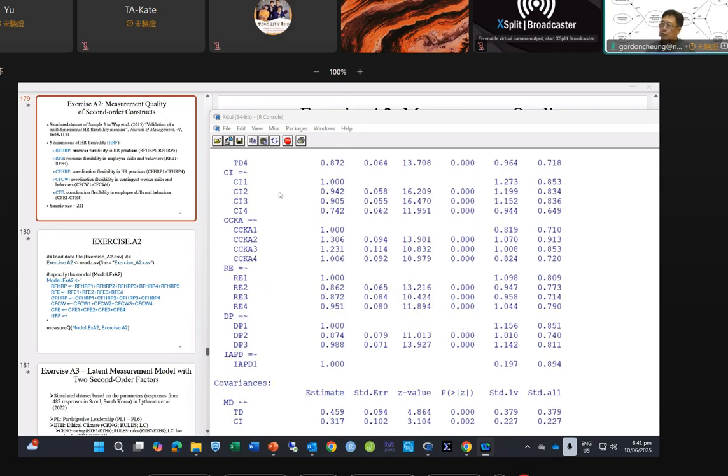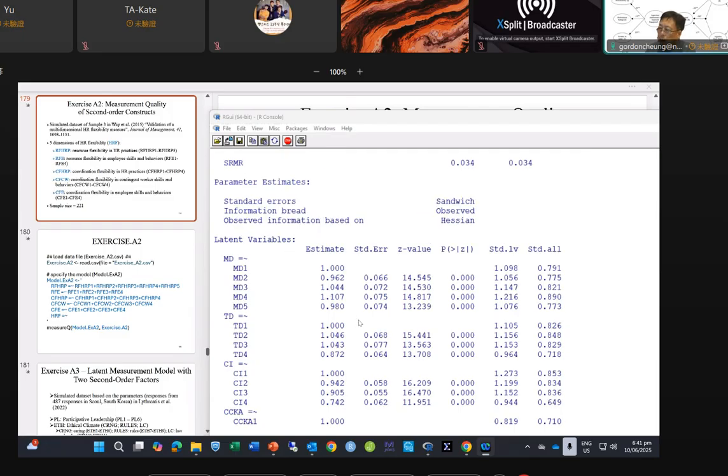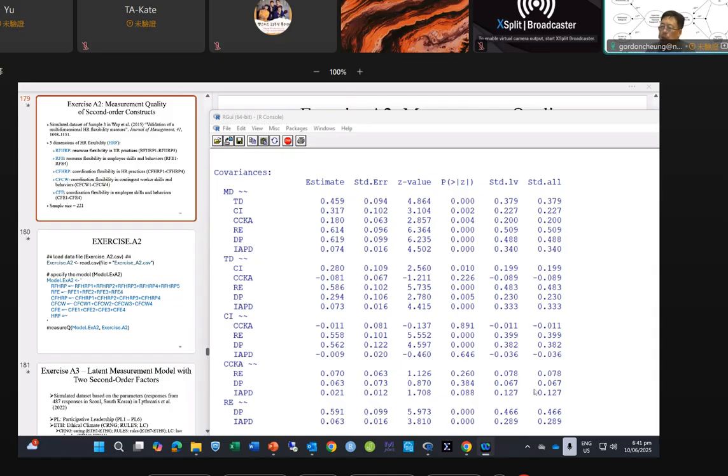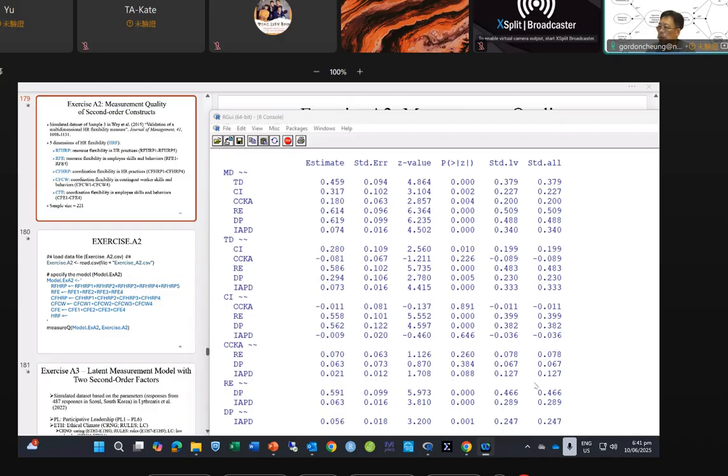It is based on the measurement model with all the factor loadings. So this is the correlation based on the latent variables. That is what table 2 is about.